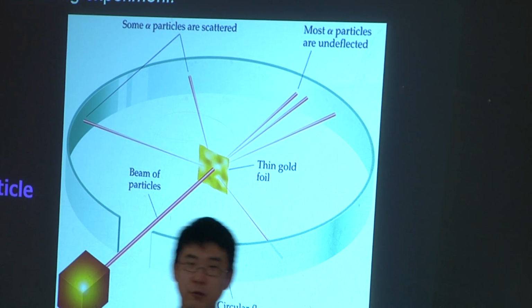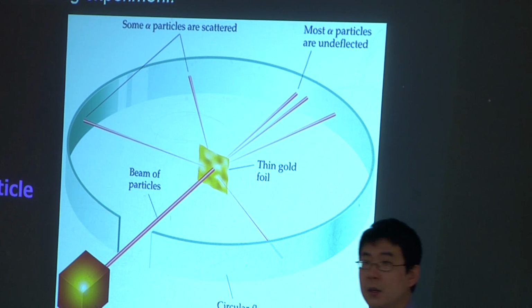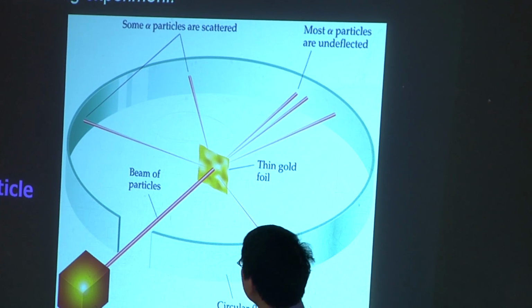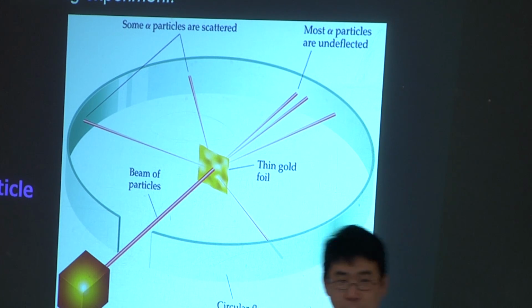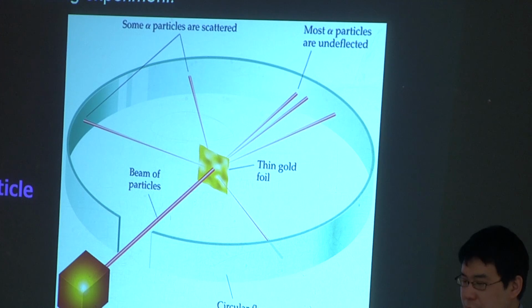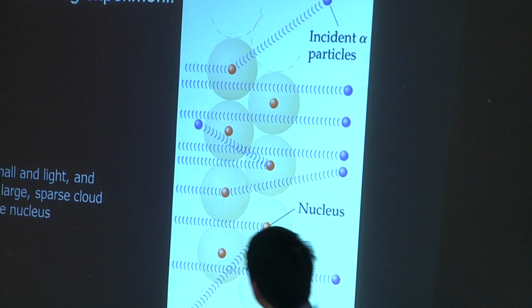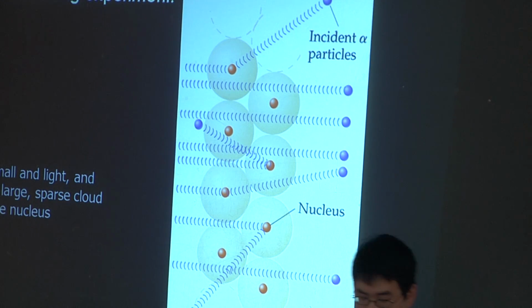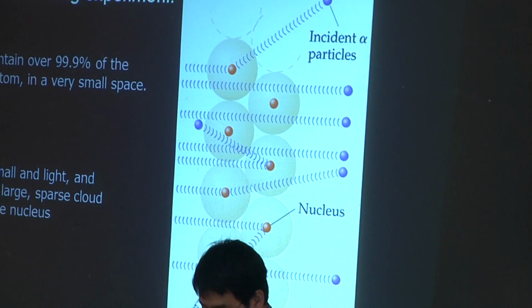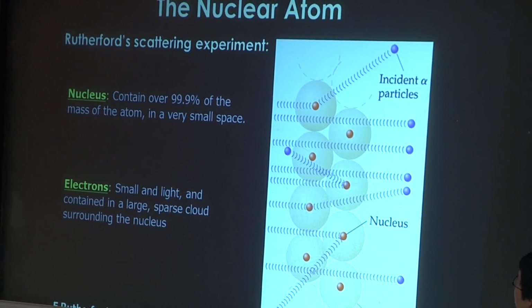The ones that are going straight through are not encountering anything solid and substantial. And the very few that get scattered are basically being deflected or bouncing off of, you could think about it that way, or being deflected by something that is solid and substantial. And so the model that gets developed, that comes out of this, is this kind of model here. And it's the model that we think about now.